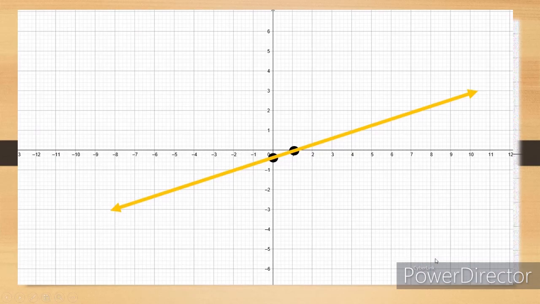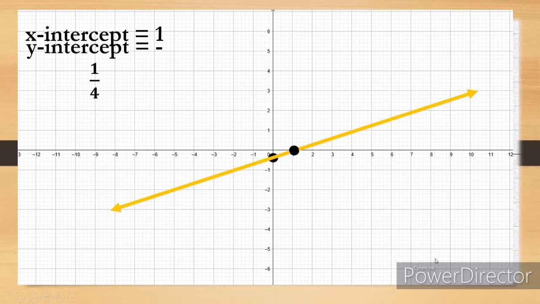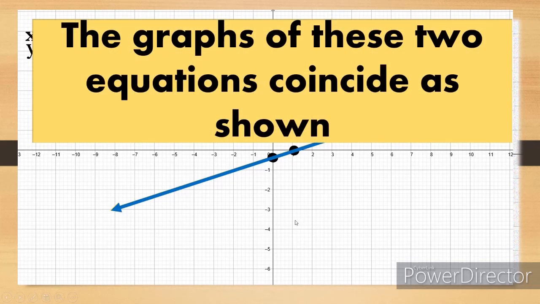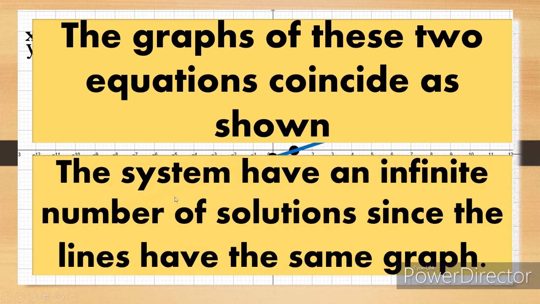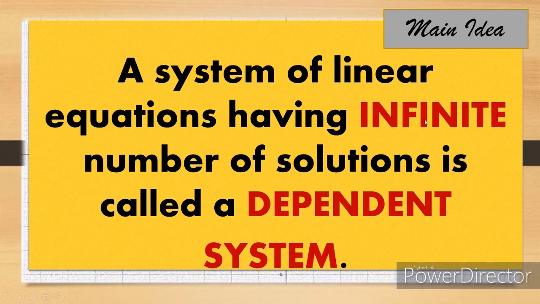So, again, kung napapansin natin, x-intercept is 1, y-intercept is negative 1/4. Kapag kinonect natin, we will be having the same line. Okay? The graphs of these two equations coincide as shown. So, coinciding lines sila. Meaning, the system have an infinite number of solutions since the lines have the same graph. Okay, always remember, a system of linear equations having infinite number of solutions is called a dependent system.